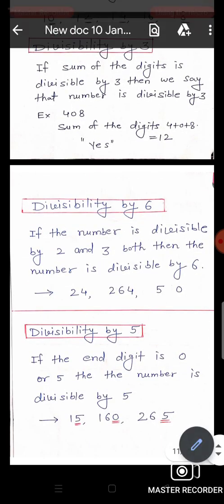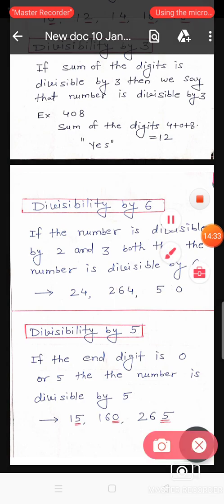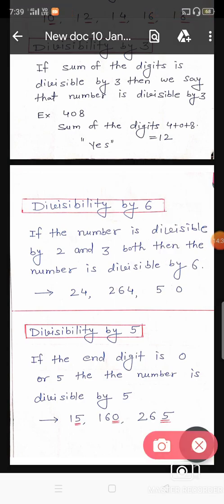Let's check divisibility by 6. Very simple. Any number which is divisible by 2 and 3 both is divisible by 6. Okay. So you will check in 2 steps. In first step you will check divisibility by 2. In second step you will check divisibility by 3.